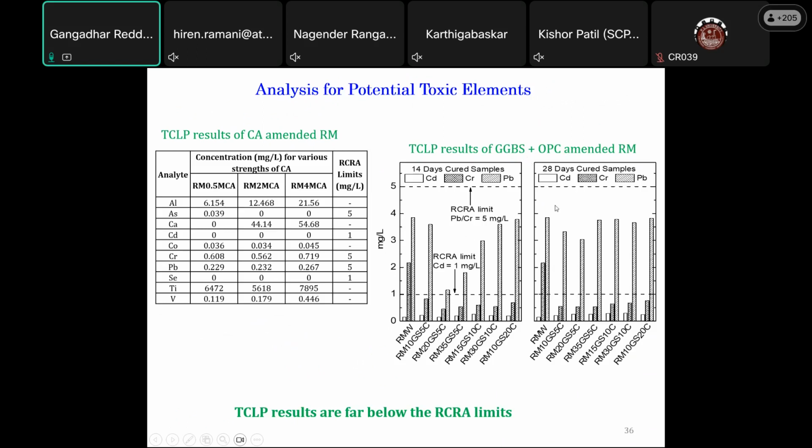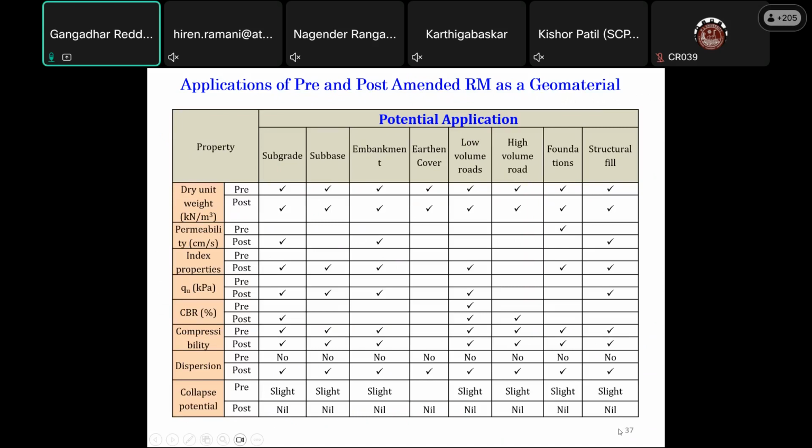So this is for the treated, and the other one is for the stabilized soil. We can see clearly all the ranges, basically cadmium, chromium, and whatever other metals are there. Where we are focusing, most of the values are within the levels. These are for the 14-day and 28-day cured samples. These results are far below the RCRA guidelines, so I can safely recommend this kind of stabilized soil as a building application, not exactly building, but a geotechnical, geomaterial application.